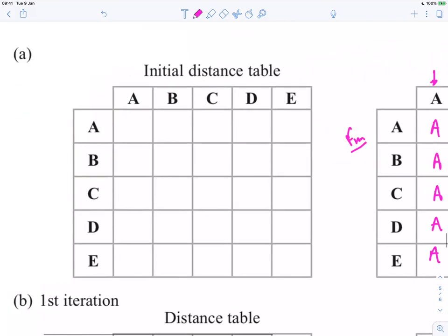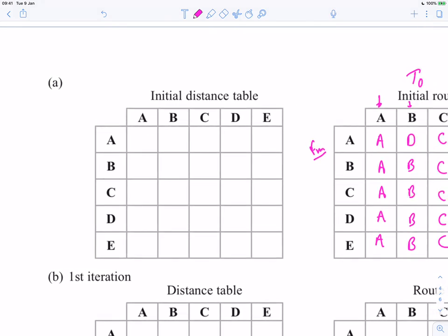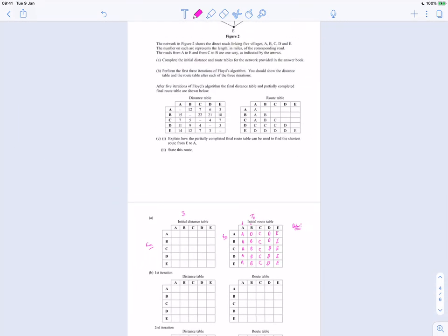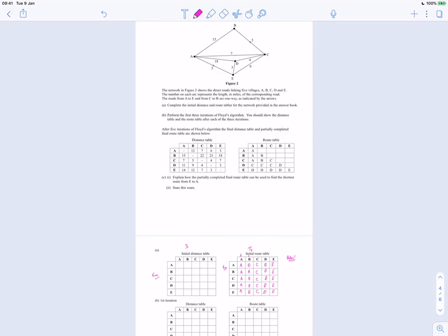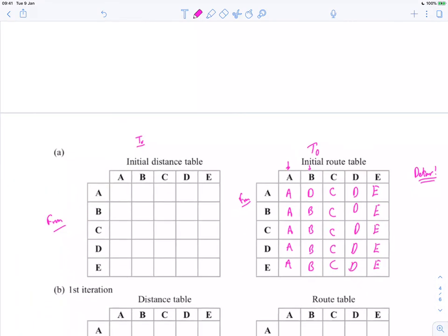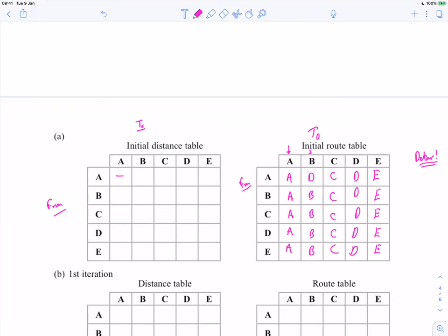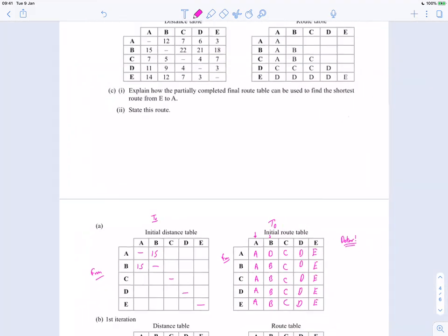Now, the initial distance table is similar. The rows are the froms and the columns are the twos. So you just fill it out as you can see above. I don't know how good this is going to be. I don't know if you can see clearly. Let's do the easy bit. You can't go from A to A or B to B or C to C or D to D or E to E because they're the same thing. A to B is 15 and so is B to A because they're a two-way street.